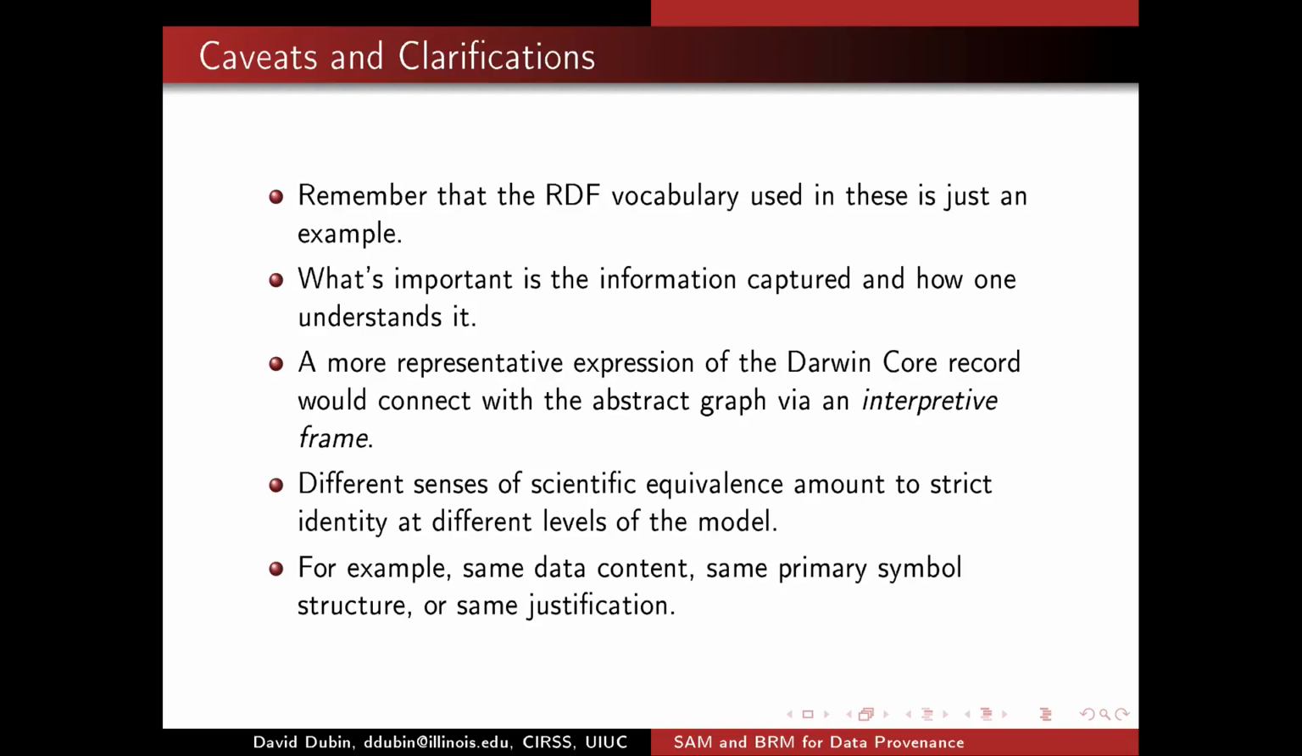Now, in the examples on the previous slide, each of the levels of the model, the proposition and the symbol structure, were represented as resources with their own identity. But there's no reason why you couldn't, with a different RDF vocabulary or some other metadata standard, simply define a relationship like same content or same symbol structure or same justification and so on. So like I say, we're not pushing a particular metadata language, but rather suggesting particular relationships and how you might understand them.